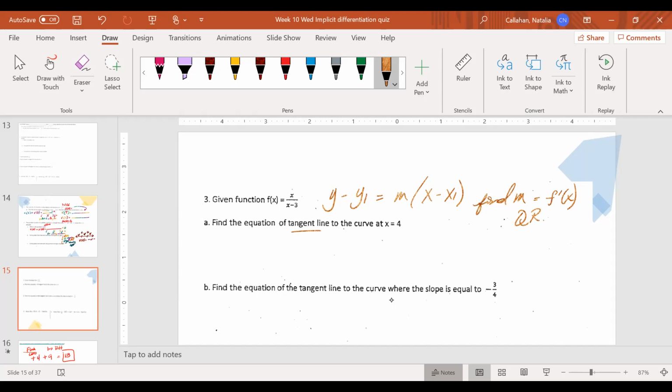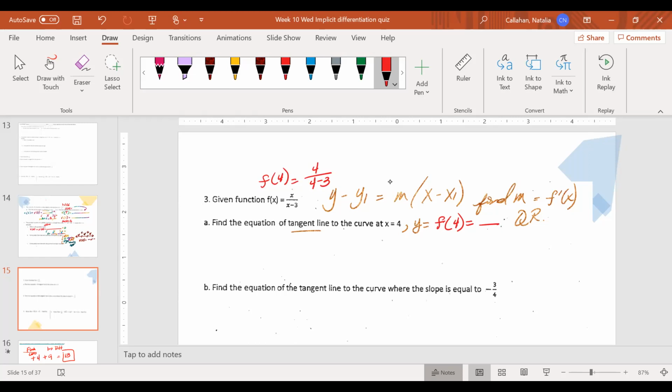Well, if it's given to you that x equals 4, you could figure out what y is if you do f of 4, and you plug that 4 into this equation, and that will give you y. So now you have the x, now you have the y, you should have the slope formula, plug it in, you should be able to find it just fine.